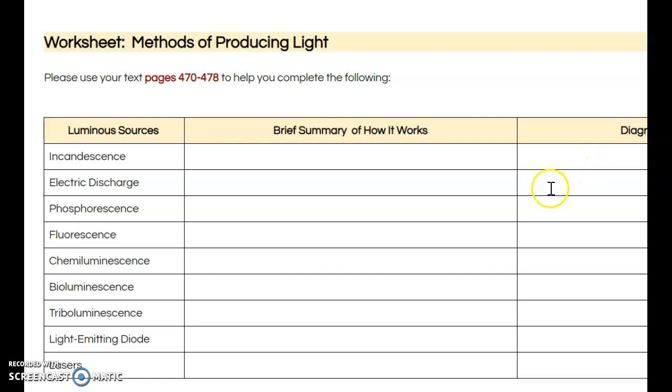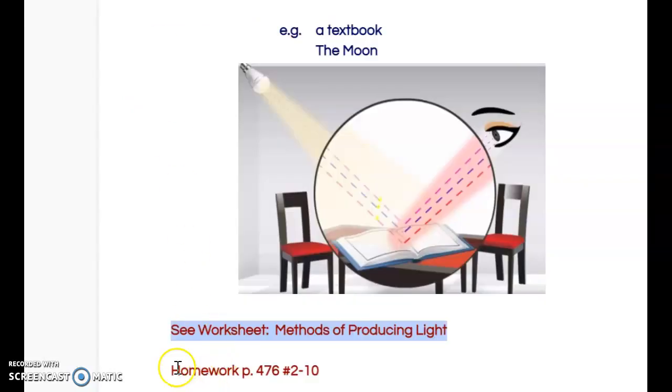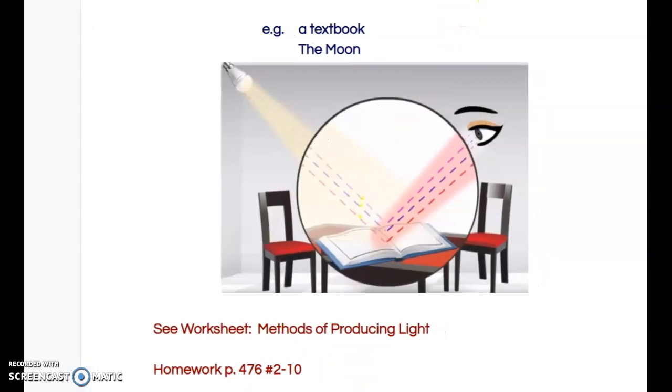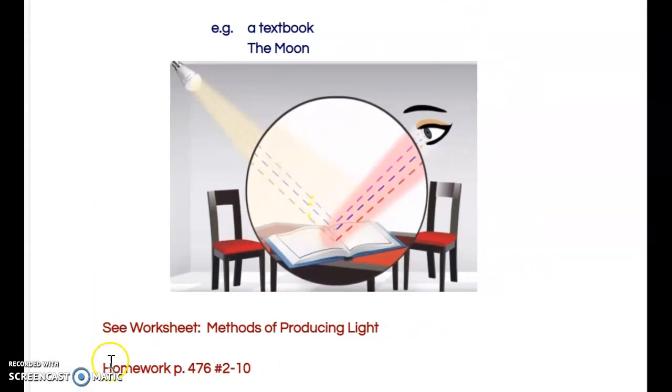When we meet later on, we will talk about all these forms of light and discuss them in a little bit more detail. For now, I want you to work on the worksheet, methods of producing light, pages 470 to 478. Once you finish that, you can then start working on your homework, which is on page 476, numbers 2 to 10. That is what you're going to be working on right now, and we will discuss it in more detail in a little bit. Okay, we'll chat later.